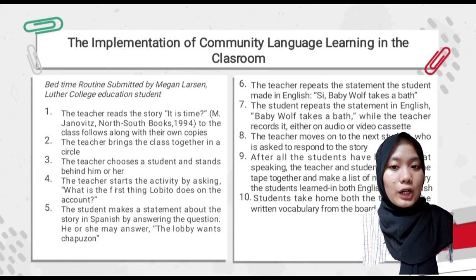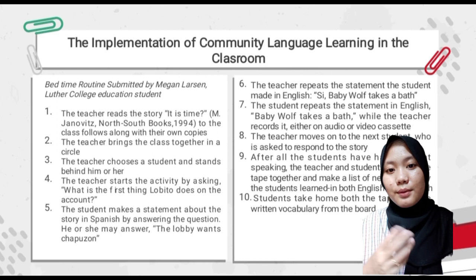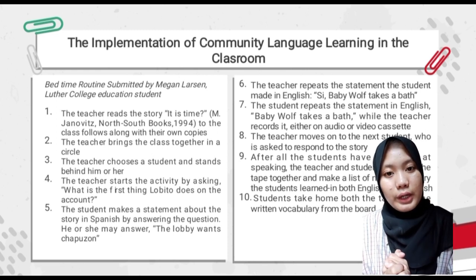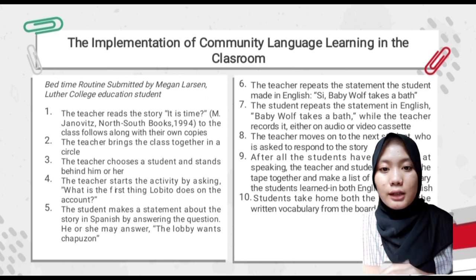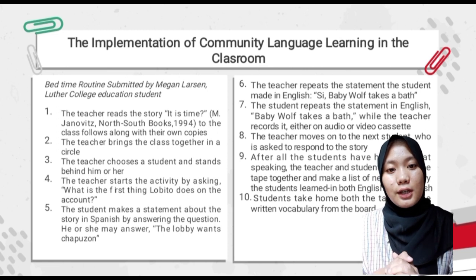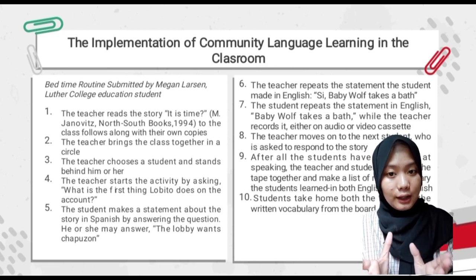The implementation of community language learning: the teacher reads the story in its entirety to the class, and the class follows along with their own copies. The teacher brings the class together in a circle. The teacher chooses a student and stands behind him or her. The teacher starts the activity by asking what the first thing the lobito does in the account is.